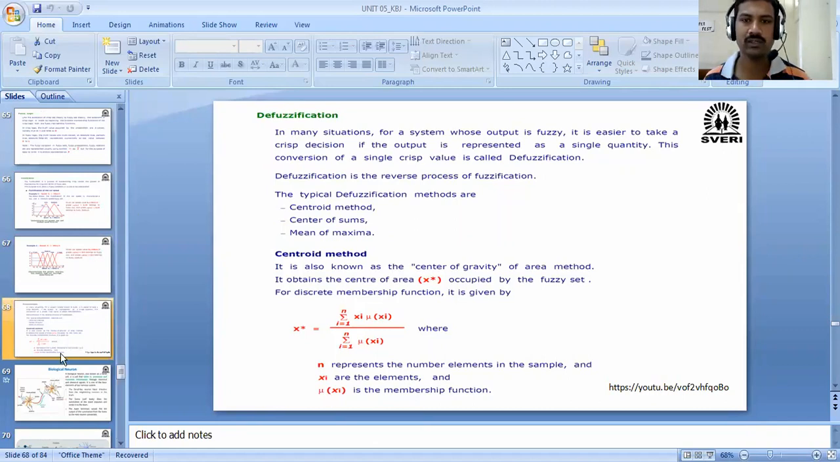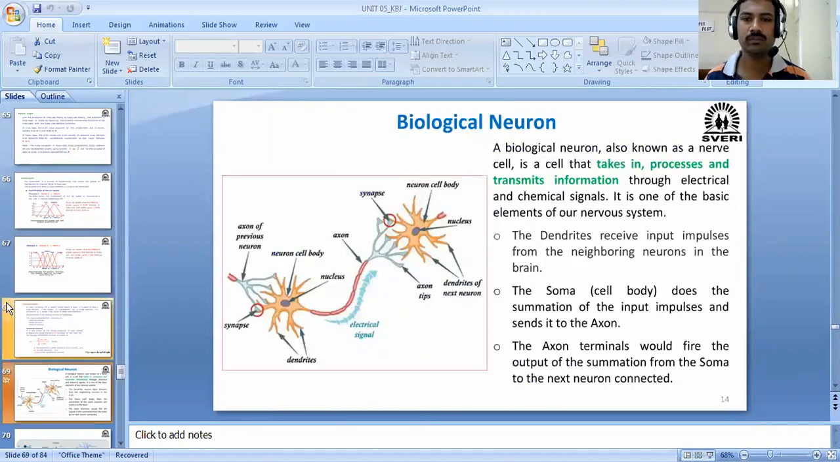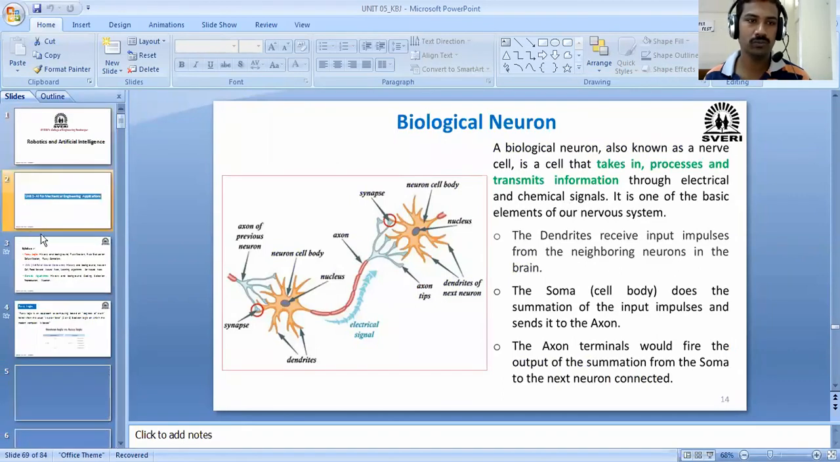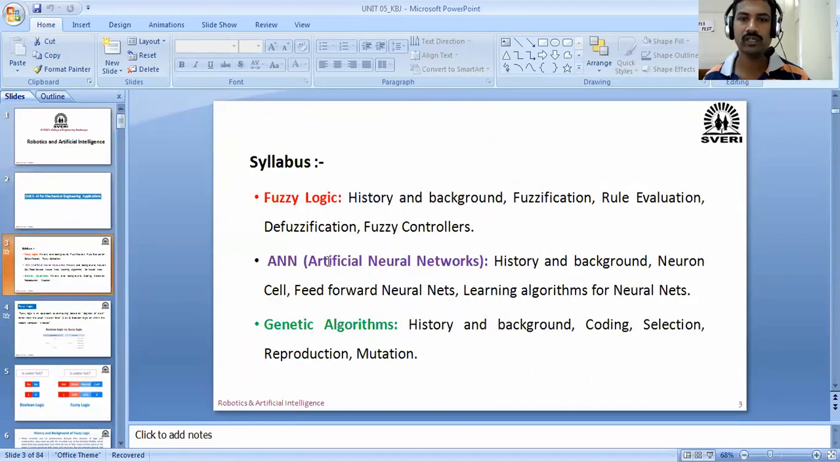From the next lecture we will start the next part of this unit, which is ANN, artificial neural networks. That part we will start in the next lecture. Maybe you have understood fuzzy logic and its operations. If you have any problem you can ask, otherwise we will start artificial neural networks in the next lecture. If you have doubts, you can ask, otherwise you can write your roll numbers in the chat box and leave the meeting, no problem.